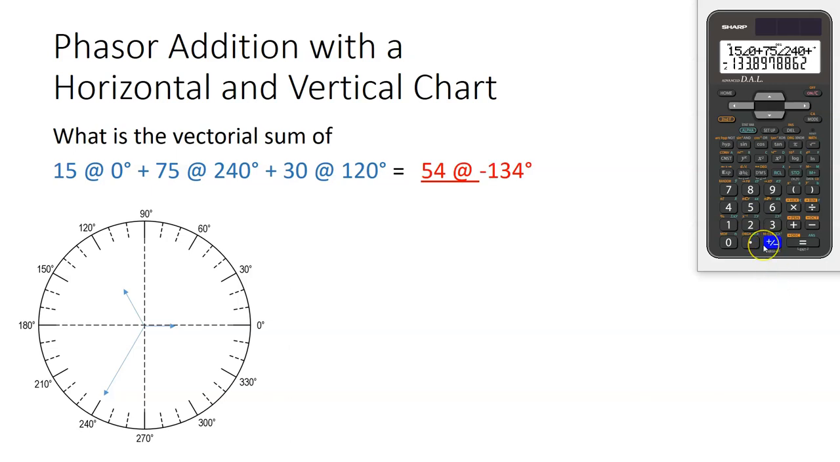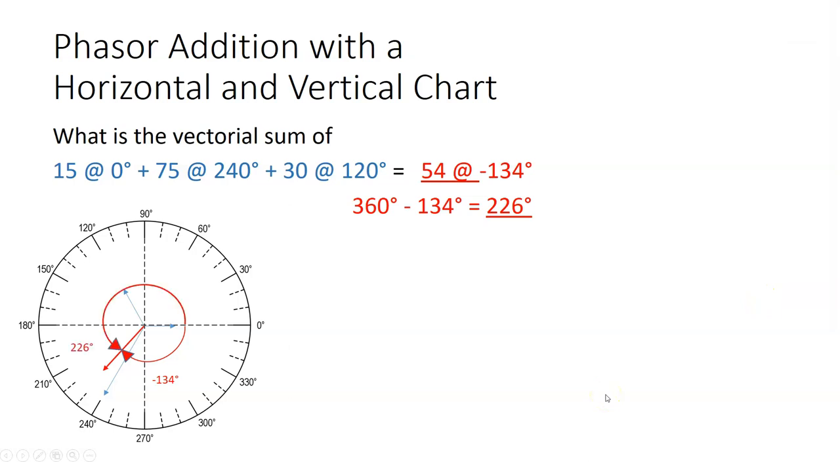So that negative 134 degrees is taken off the 0 axis. Subtract that from 360 degrees. Take 360 degrees minus 134 gives us an angle of 226 degrees. So counterclockwise around the phasor diagram from 0, we are 226 degrees. Our resultant phasor is 54 at 226 degrees. And that's phasor addition using a horizontal and vertical chart and complex mode on your Sharp 520 calculator.